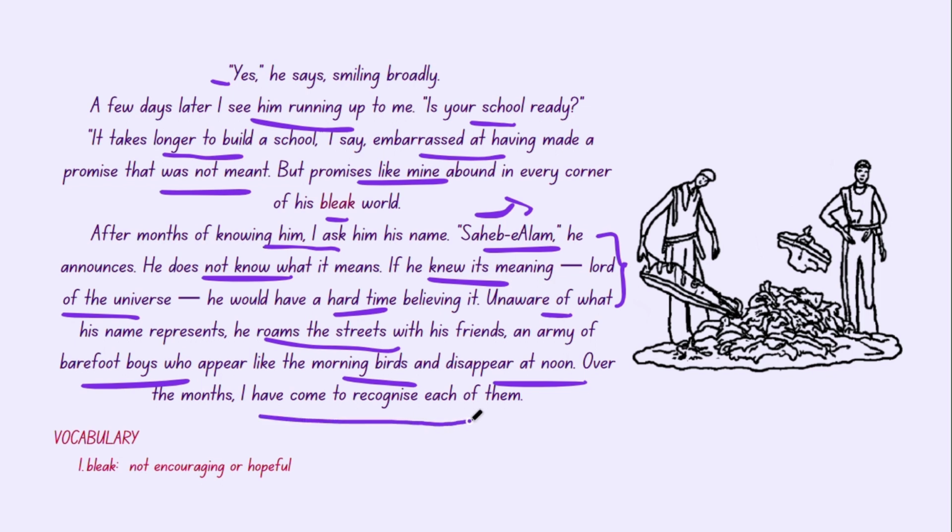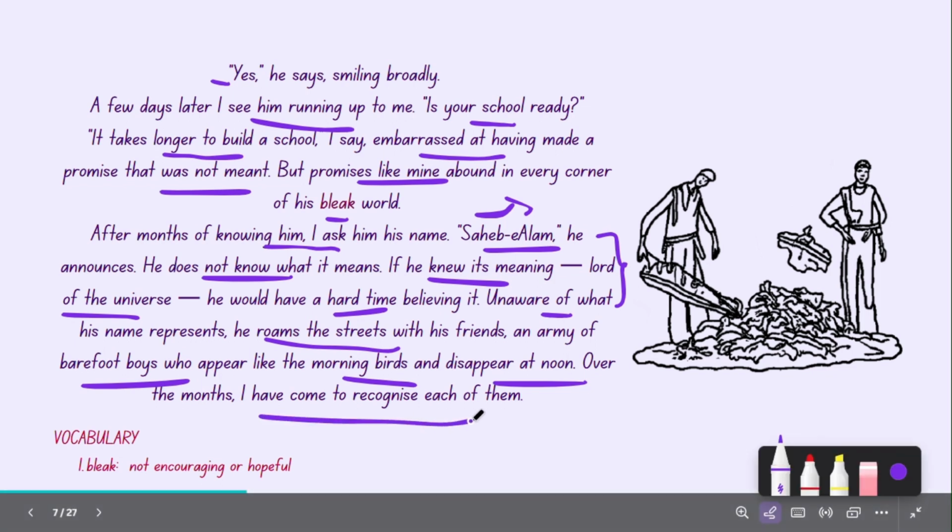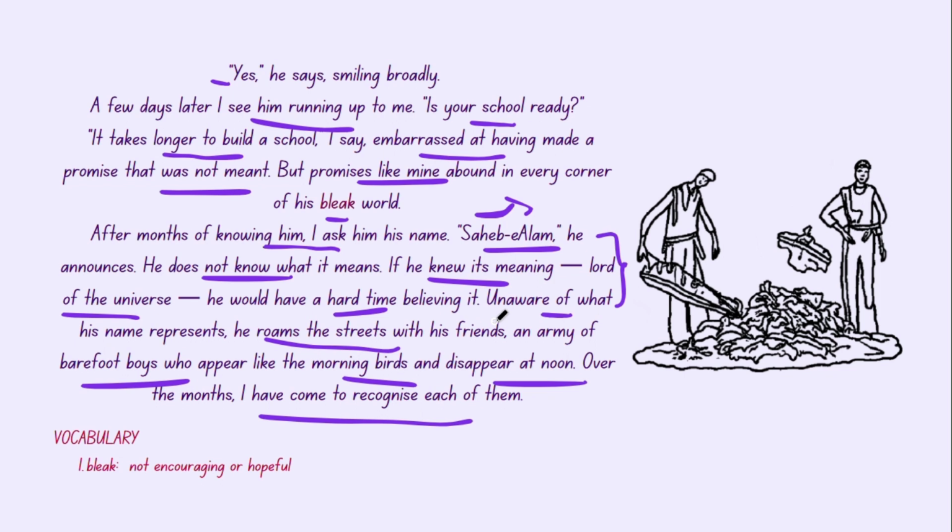Over the months, I have come to recognize each of them. Now, he did not know what his name meant, and even if he did, he wouldn't believe it. What he does is roam the streets with his friends. They are all an army of barefoot boys, and they come in the morning, and by noon they disappear. Over the months, our author has come to recognize each of them. She now knows them by name, and at least knows their faces and who is whom.